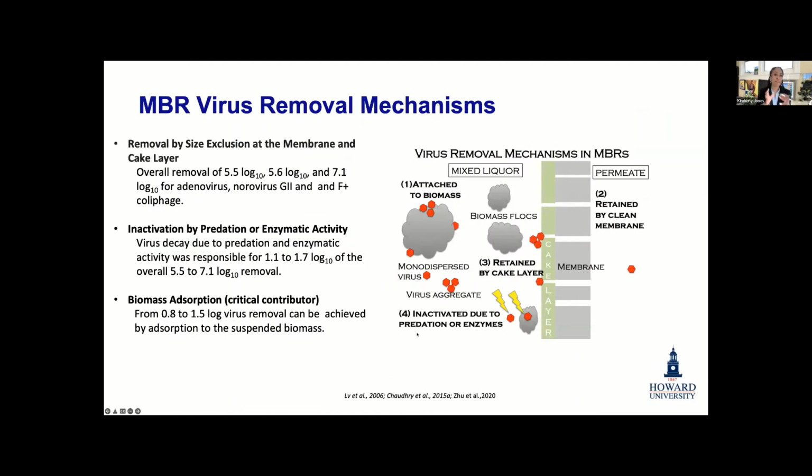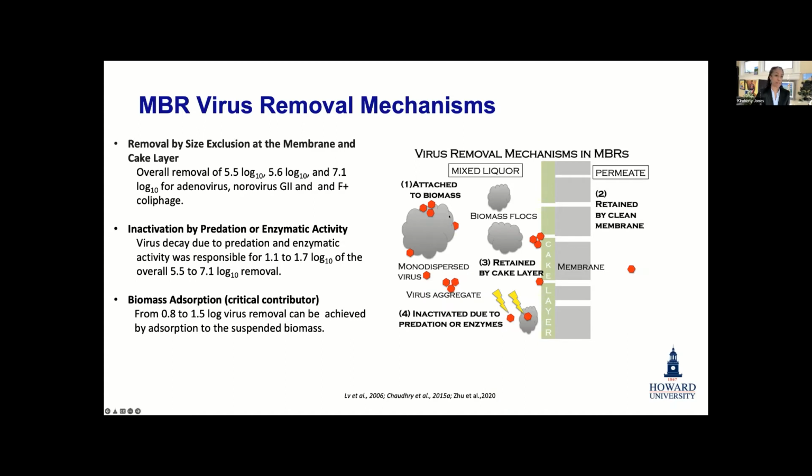And so we think about virus removal mechanisms specifically in membrane bioreactors. You can see there are three main mechanisms that are typically identified. One is size exclusion. Not only do you have the membrane, but this cartoon on the right attempts to show you this: you have a cake layer that builds up on the membrane surface over time. That cake layer reduces the effective pore size of the membrane. And so by having a smaller effective pore size, you may be able to reject some of those viruses as this cake layer builds up.